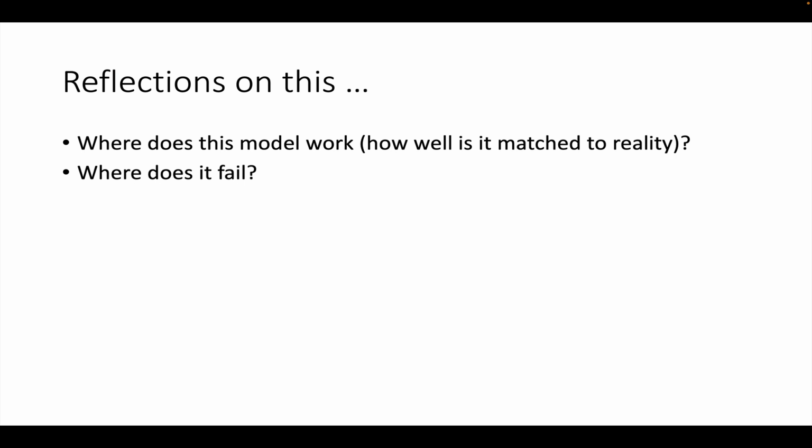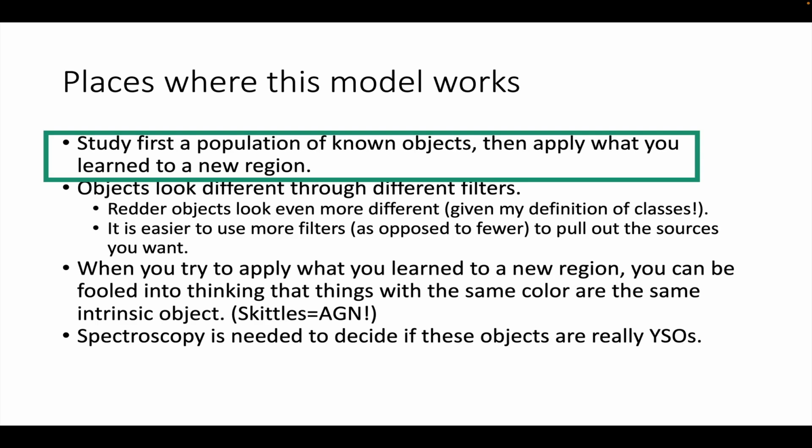So I then tried to have some reflections on this. Where does this model work and where does it fail? Well, the places where this model works is that we're studying first a population of known objects. So the first baggie just had peanut M&Ms. And then we're applying what you learned to a new region. And the new region had mixtures of peanut and plain, and then peanut, plain, and Skittles. And the objects do look different when you look at them through different filters, and the redder objects look even more different than the others given my definition of classes. And it is definitely easier to use more filters as opposed to fewer to find the sources that you want.